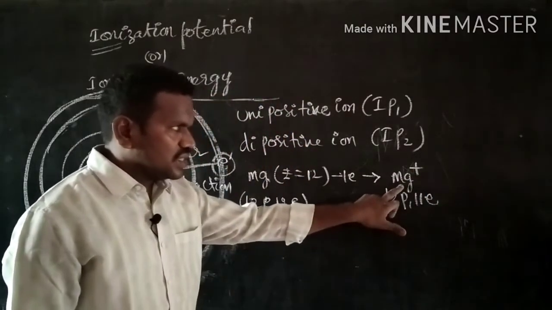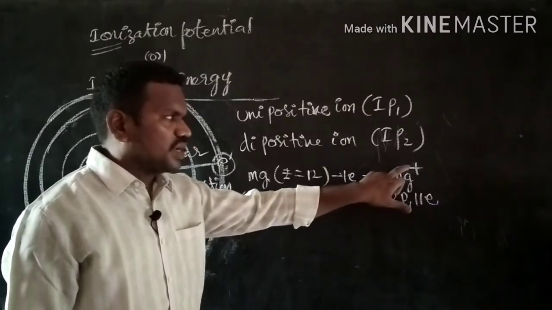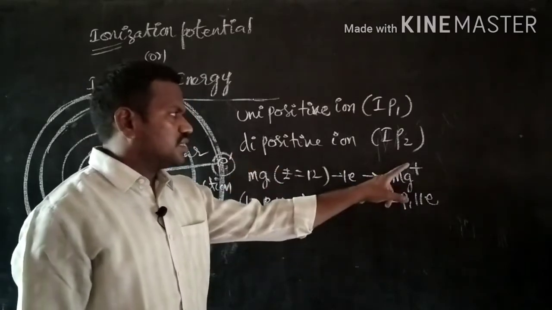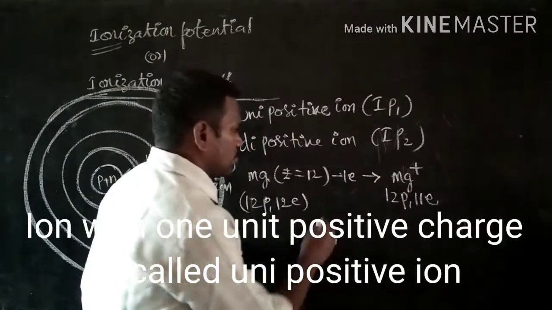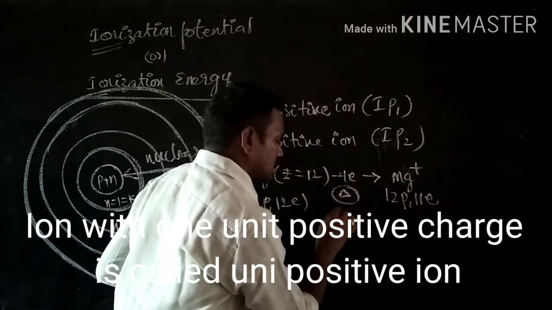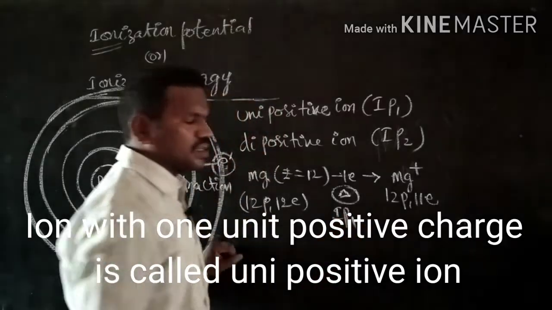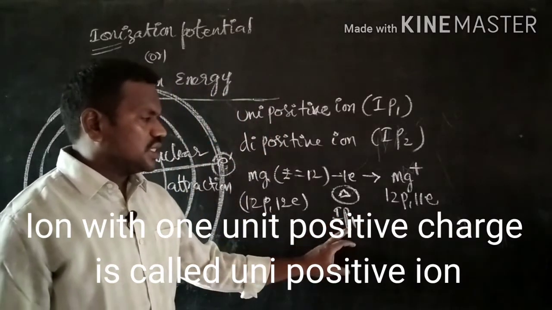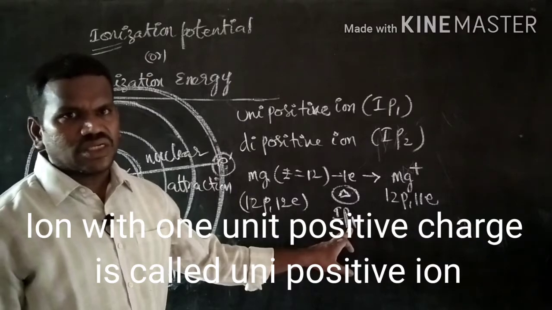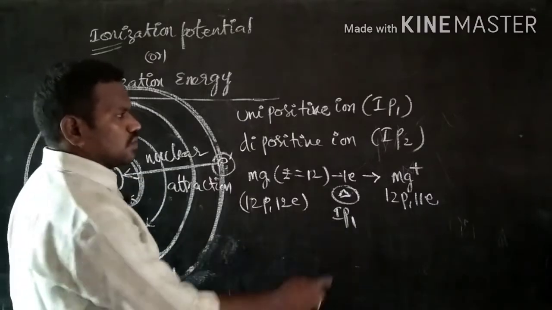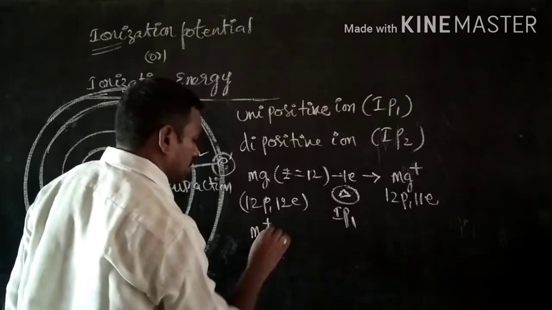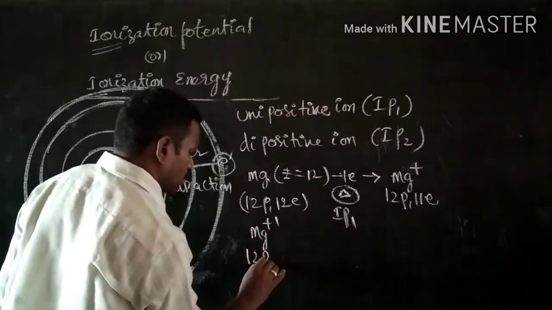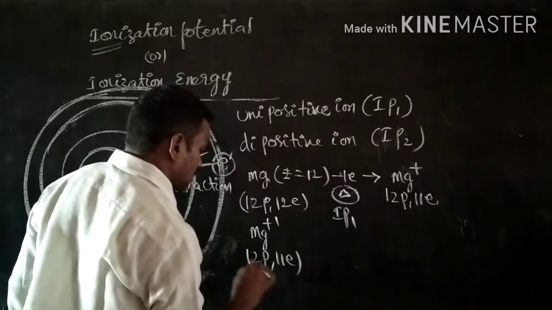Now this ion with positive charge 1 is called a uni-positive ion. The amount of energy that we supplied is called IP1, ionization potential or ionization energy 1. Now Mg1+ is nothing but a uni-positive ion with 12 protons and 11 electrons.